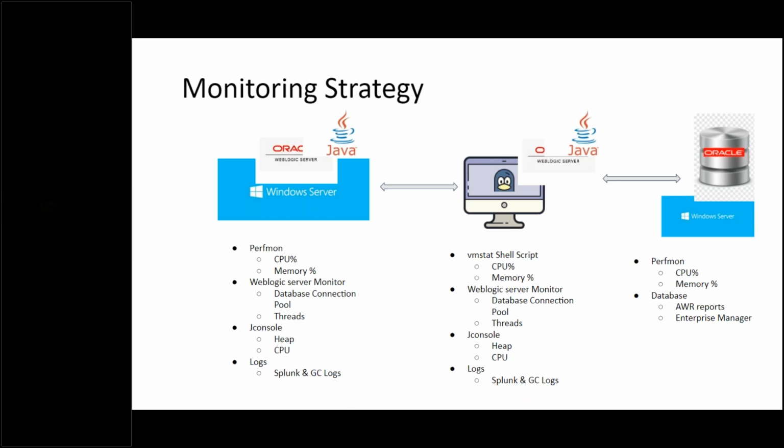Okay, so the next thing would be, once you know these monitoring tools, what all tools we are going to use, then you will have a strategy like this, saying: these are the tools I'm going to use for component one: Perfmon, WebLogic Server Monitor, JConsole, and then Splunk. And for the second component, I'm going to use VMstat, JConsole. And then what are the metrics you are going to monitor? So this is going to be the document that you have to make ready for the monitoring strategy.